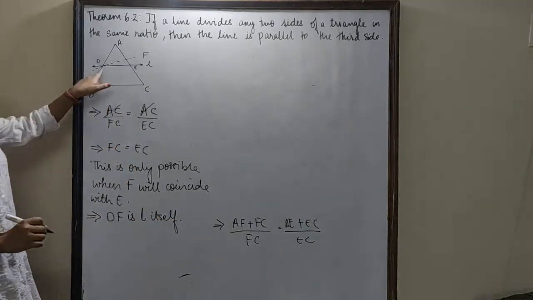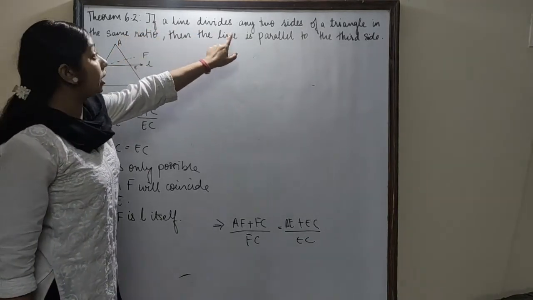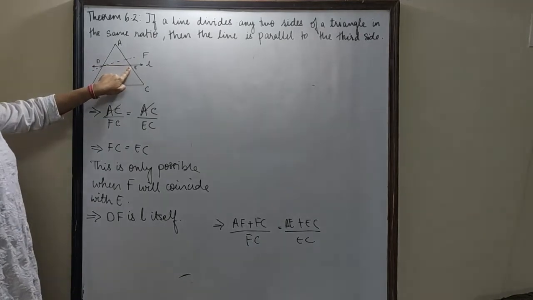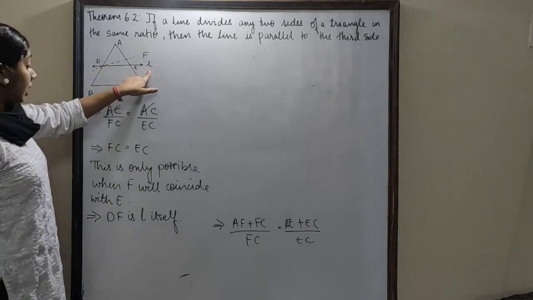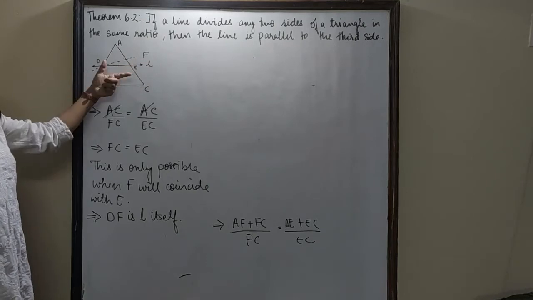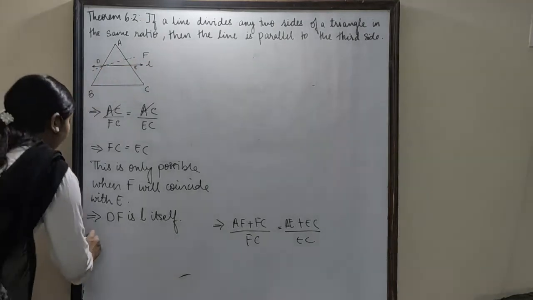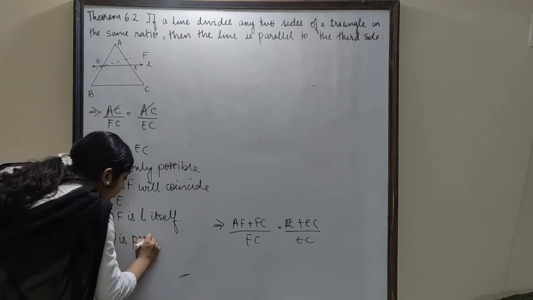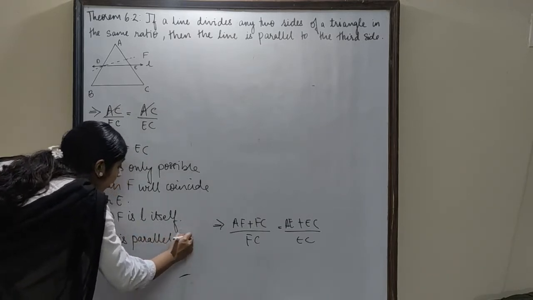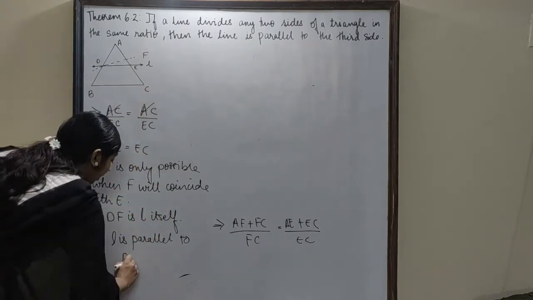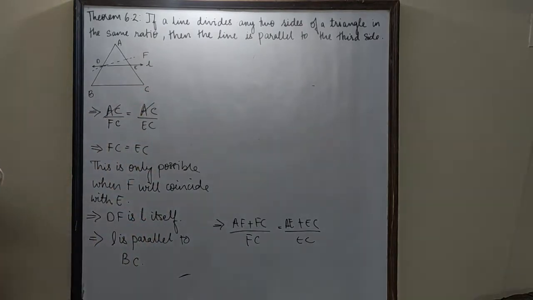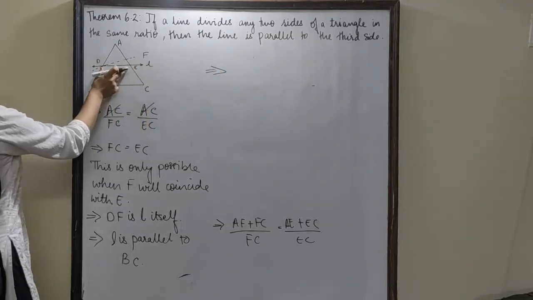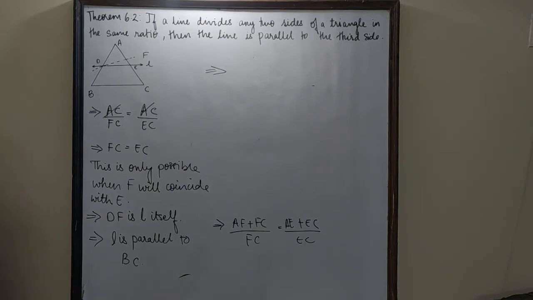L is the line. It's written, if a line divides any two sides of a triangle. So if F is coinciding with E, that means DF is the line L only. And from here we infer that L is parallel to BC. But what we have already assumed, we already know that DE is parallel to BC, isn't it?